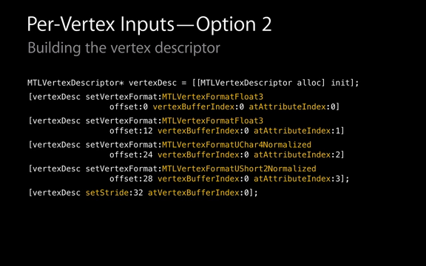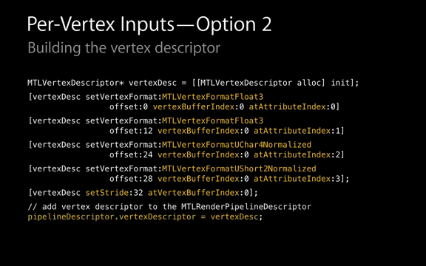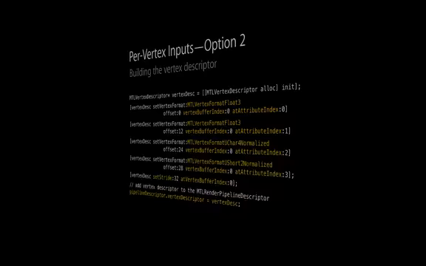So I did that. Then I put this vertex descriptor into my pipeline descriptor. And then I create my render pipeline object. And at that point in time, Metal will go figure out how to generate the code to fetch your input. So you have both options available. Use whichever works best for your problem.